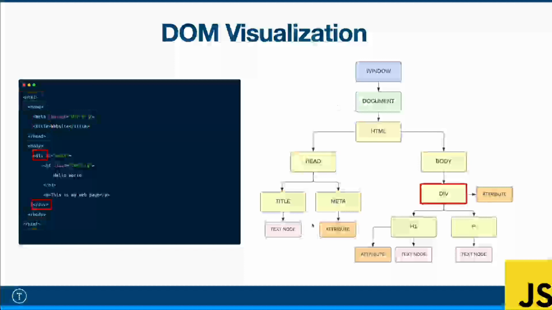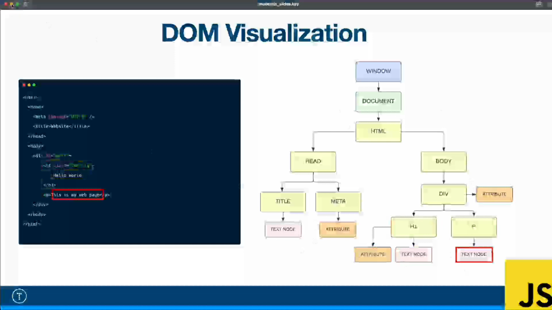In the body, we have a div, and that div has an attribute on it of ID. And in the div with the ID of main, we have an H1. That H1 has both an attribute, a class on it, and a text node in it. Then the paragraph has a text node in it as well. So when you look at HTML structure, you should be able to picture this type of thing in your head when you're dealing with the DOM.